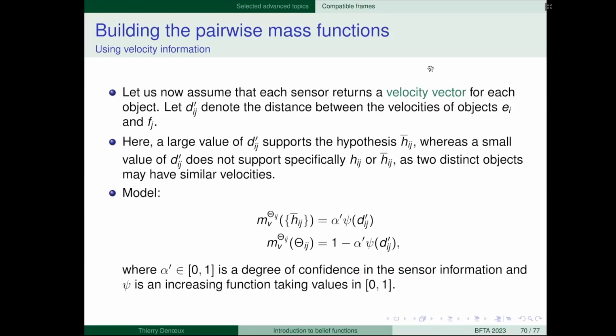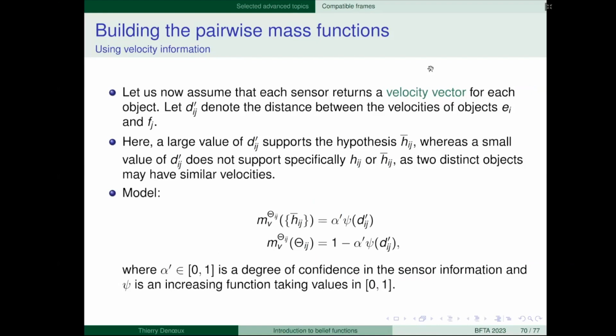Now, using velocity information. So assume we can measure the velocity vectors of the two objects. Okay? Let dij prime be the distance between these velocity vectors. So here, if the velocity vectors are very dissimilar, okay, one is going this direction, one is going this direction, so probably it's not the same object. But if the velocities are similar, the two objects move with the same speed and the same direction, it doesn't mean that they are the same. For example, on a highway, you have different cars, they all go in the same direction and roughly the same speed, and there are different cars. So here, a large value of dij prime is evidence for hij bar, but a small value of dij prime is not evidence for hij.